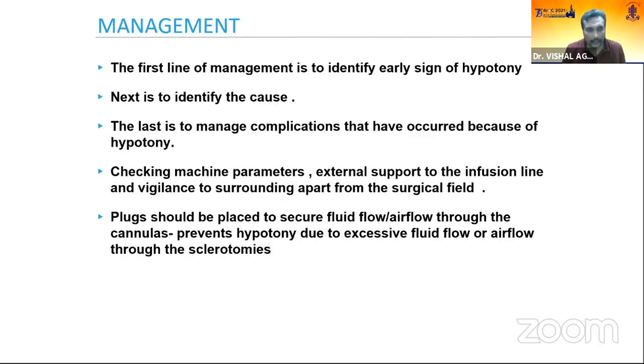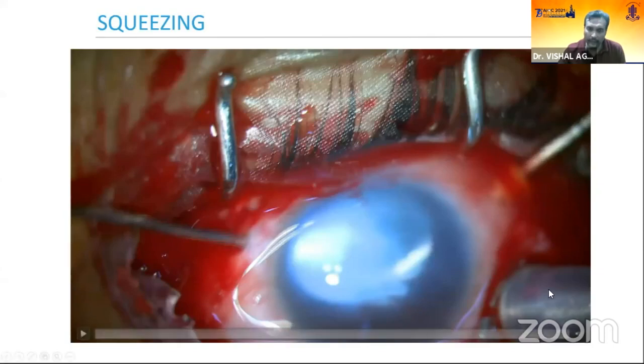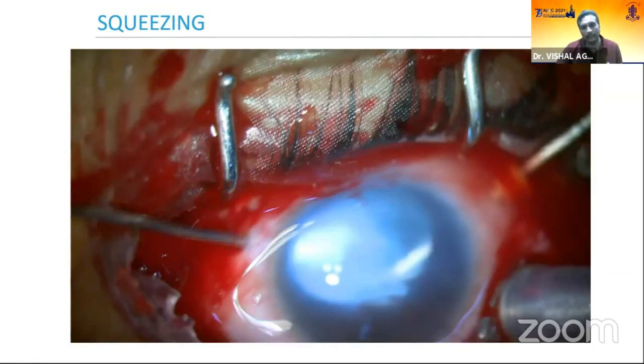The first part of management is to identify early signs of hypotony, next is to identify the cause and rectify it immediately, and the last is to manage complications that have already occurred in this process. So check machine parameters, give external support to the infusion line, like double taping or taping the infusion line, and keep vigilance for surrounding apparatus in the surgical field. Plugs should be placed to secure fluid and air flow through the cannulas, which prevents hypotony due to excessive fluid flow through the sclerotomies. I'll be sharing a few videos and a few scenarios where globe hypotony can occur and what to do in case globe hypotony causes complications.